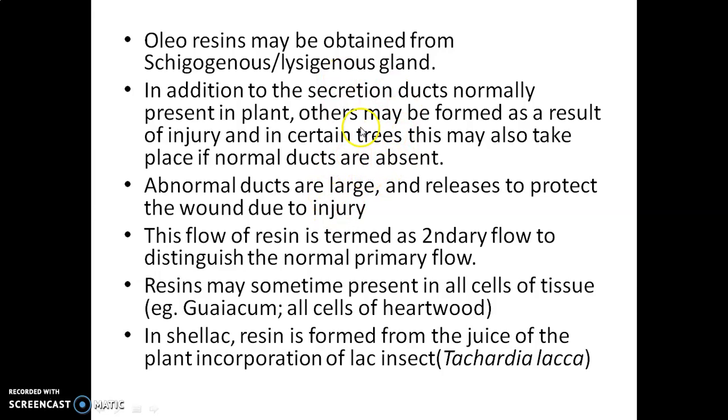So we call this type of resin, which is formed by the injury, a pathological resin. These abnormal ducts, which are formed by the injury, are large and release resin to protect the wound due to injury. This flow of resin is termed as a secondary flow. So this pathological resin flow is quite higher than the normal resin flow. So these are known as secondary flow to distinguish the normal primary flow of resin.